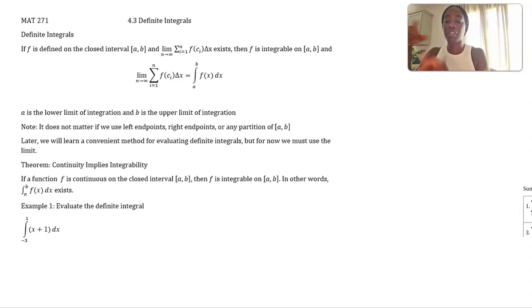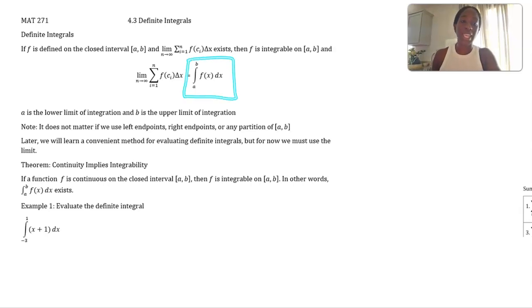So we start off with a theorem here that tells us that continuity implies integrability. What that means is that if we have a function that is continuous on some closed interval, then it is also integrable on that closed interval. In other words, this expression exists. And remember, that expression, what we're calling a definite integral, with these limits on it, is the same thing as the value of all of the area under the curve between a and b with infinitely many rectangles.